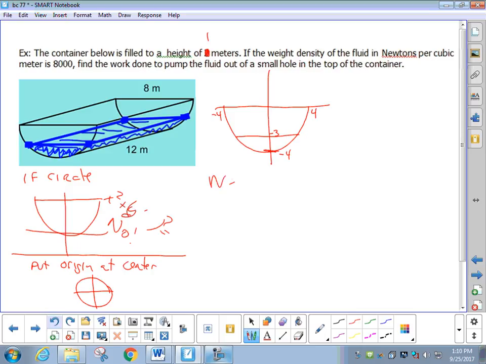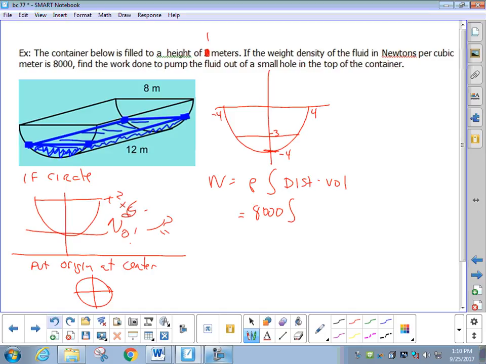All right, so work is rho, distance, volume. What matters is how deep, how dense the fluid is, the distance you have to pump the slices, and how much volume. In this case, because the fluid is given to have an 8,000 Newton per cubic meter weight density, I'm going to put that there.